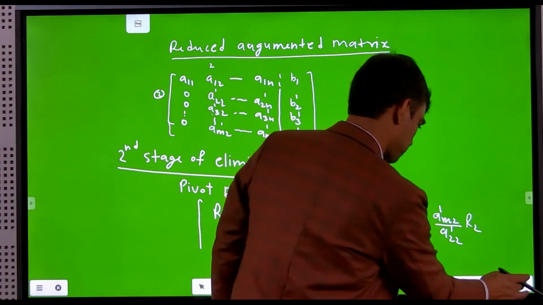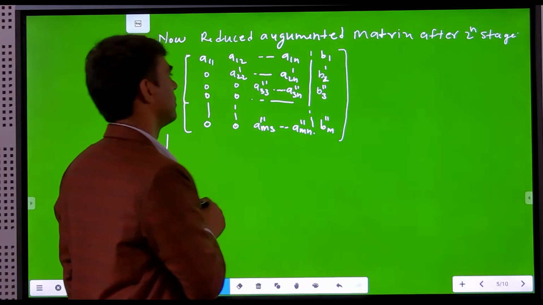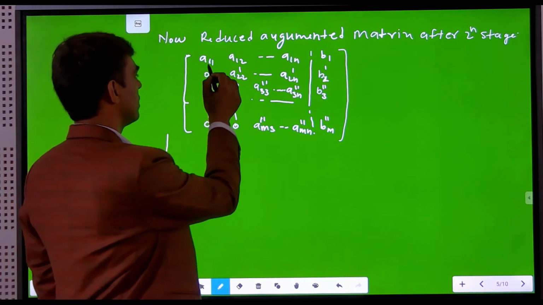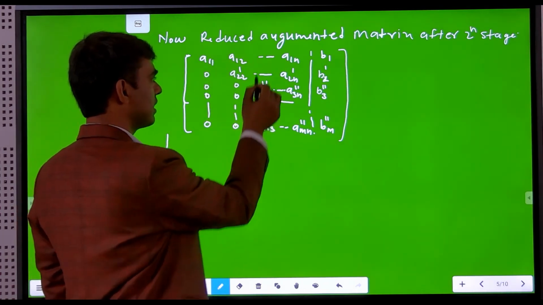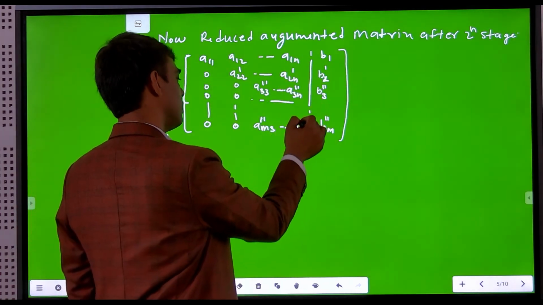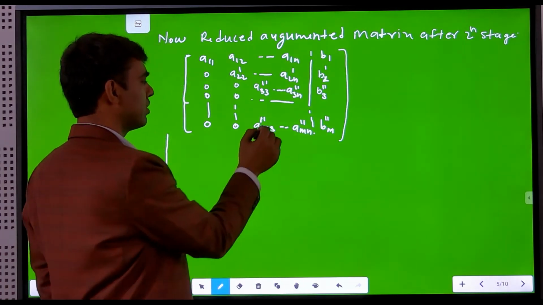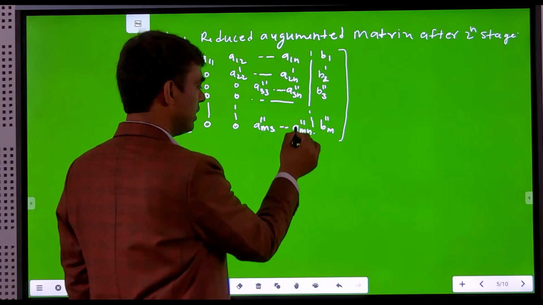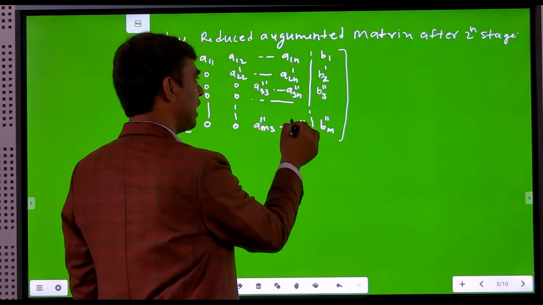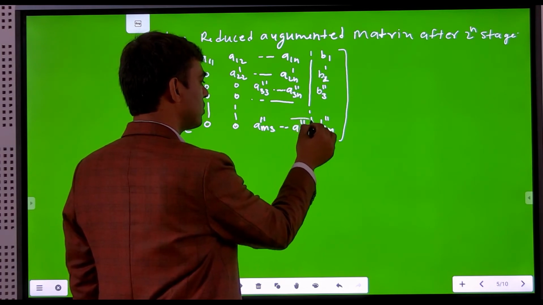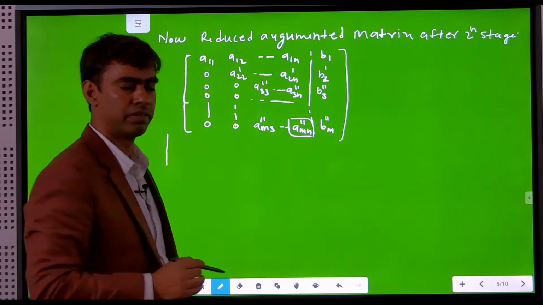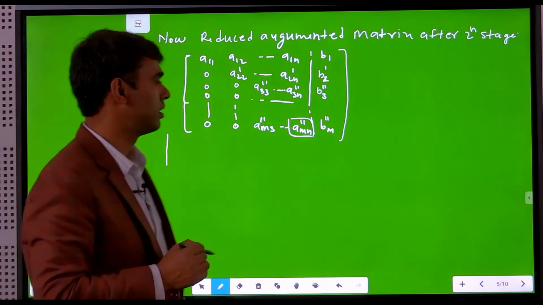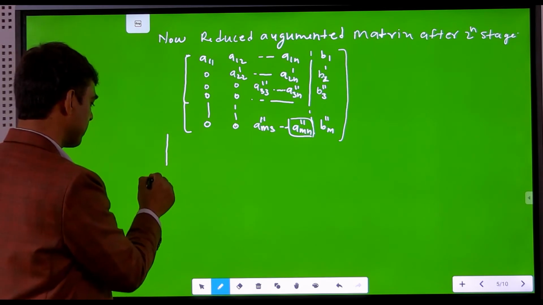Now, if we repeat this process, how many times? n times? For the first column, for the second column, for the third column, and the last one is automatically converted. There is no need to repeat the process n times. Why? Because after n minus 1 times only this element will remain, with prime n minus 1 times.